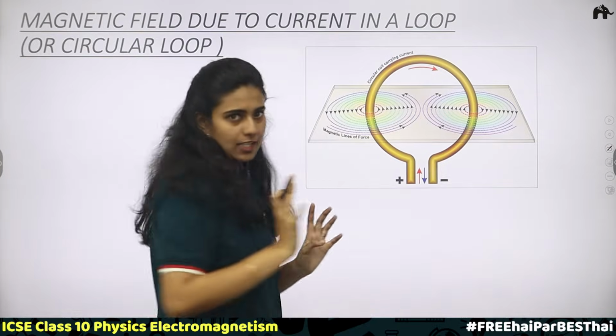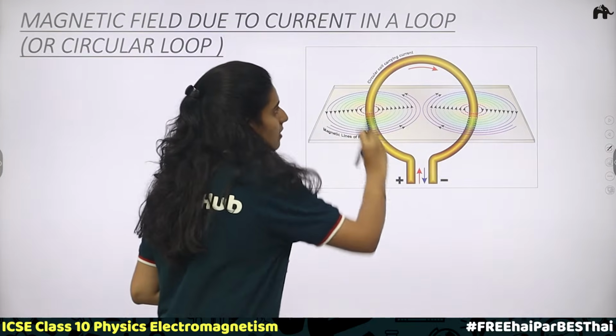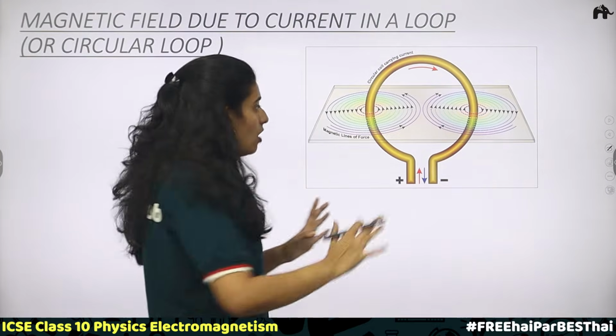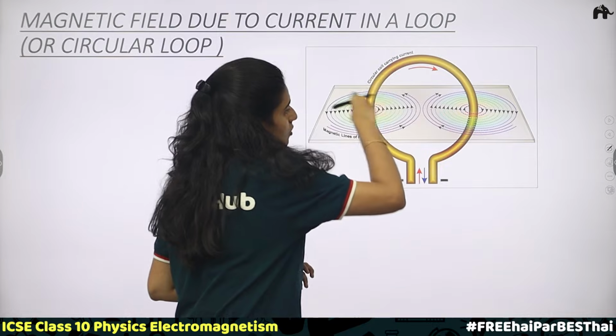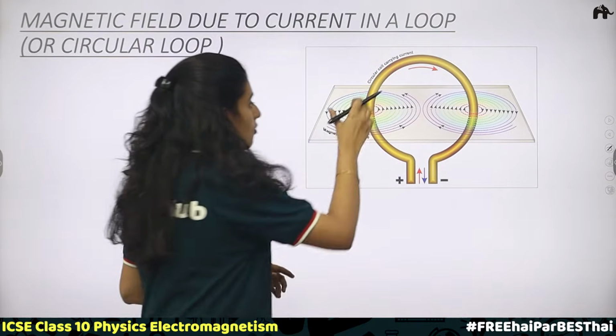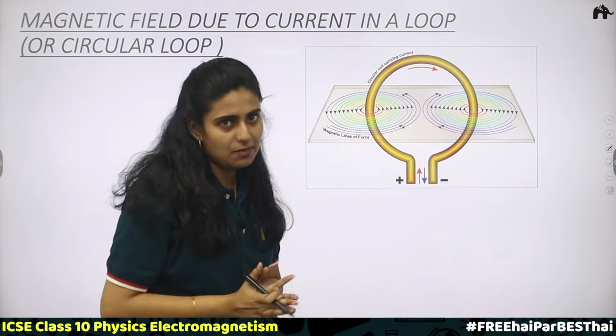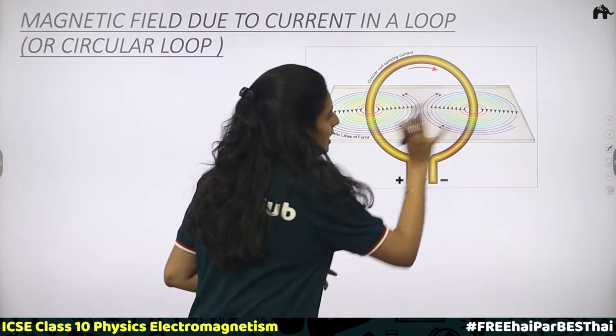Oersted's experiment we have studied. Here again, when the current flows through this loop, there will be a magnetic field produced. Now, on this cardboard, we are sprinkling some iron filings. What happens to the iron filings then? These iron filings will get arranged in a definite pattern, and this is how the iron filings get arranged.